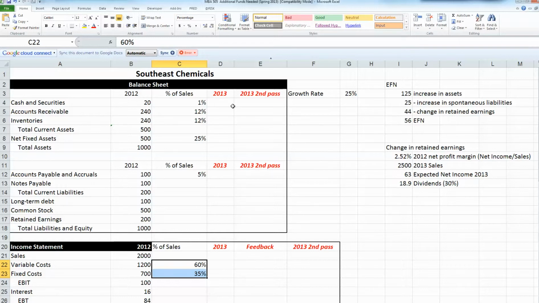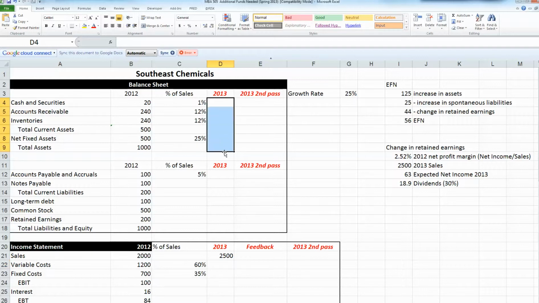Next, what we do is just assume the next year will follow the same pattern. So if our cash and securities was 1% of 2012 sales, then we'll assume there'll be 1% of 2013 sales. So I have to predict 2013 sales. Here we're assuming a growth rate of 25%. So I'm going to go down to the sales figure for 2013, start with 2012's sales and increase it by 1 plus this growth rate.